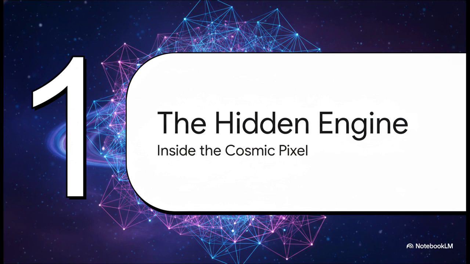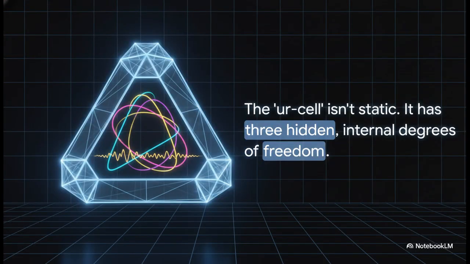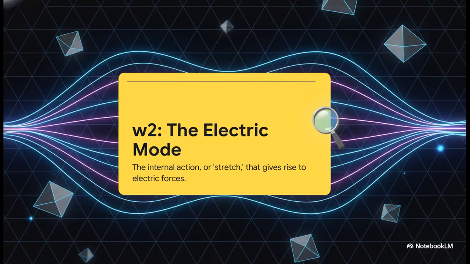But just knowing the shape of the pixel isn't the whole story. Not even close. The real secret, the engine that drives basically all of physics, is what's happening inside this tiny geometric shape. You see, this cell isn't just a static block. It's alive. It's dynamic. Think of it like a tiny machine that can move in 3 hidden, internal ways. And these aren't movements through space as we know it. These motions are happening inside the geometry of the cell itself. So the first mode of movement, called W2, is the electric mode. The easiest way to picture it is as a stretch. It's an internal pulse that, as we're going to see, gives rise to what we experience as electric force.